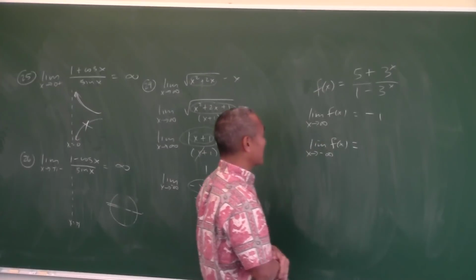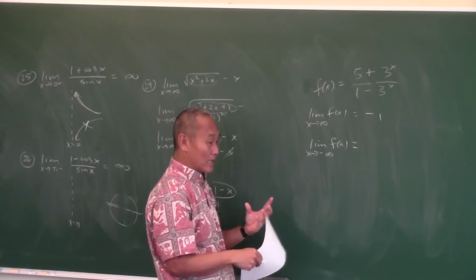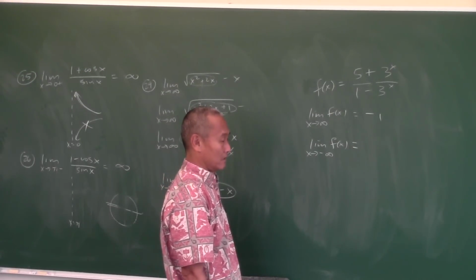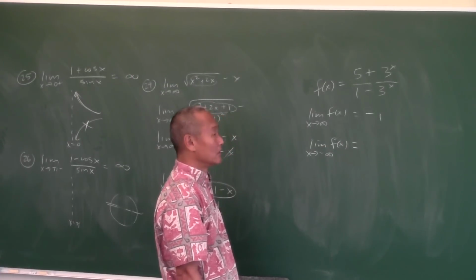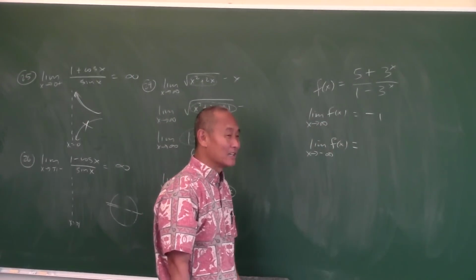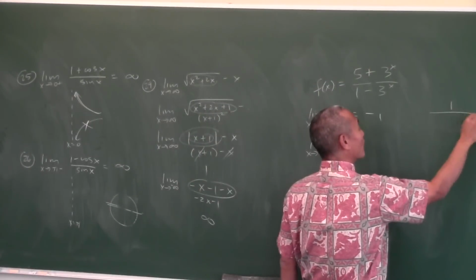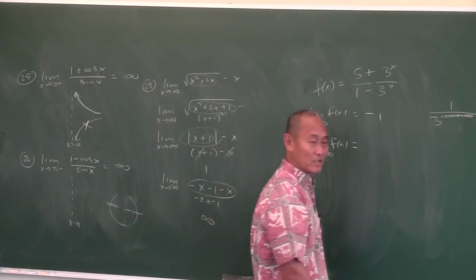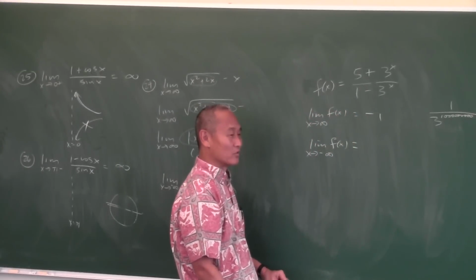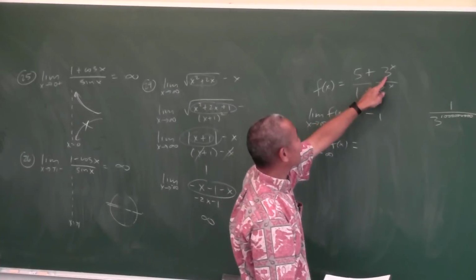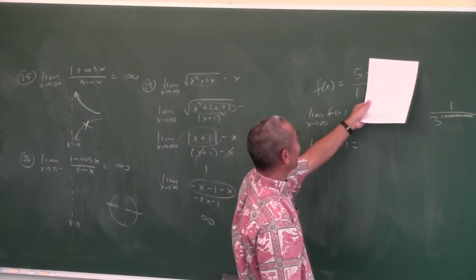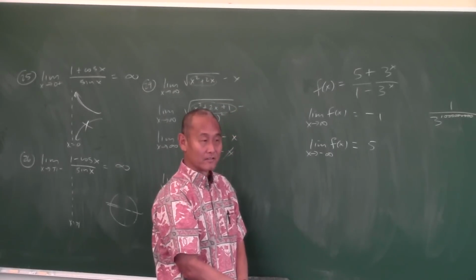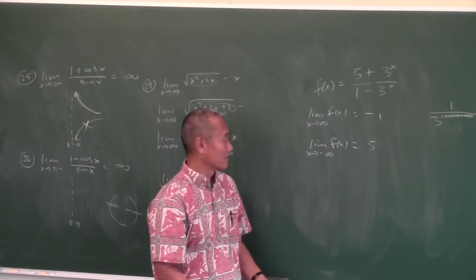Okay, now what's the limit as x approaches negative infinity? Plug in a really huge negative number, like negative billion. What is 3 to the negative billion power? That's like 1 over 3 to the billion. What is 1 over super huge? Very close to 0. So that gets closer and closer to 0, that gets closer and closer to 0, so what's left? 5. This is AP calculus too.